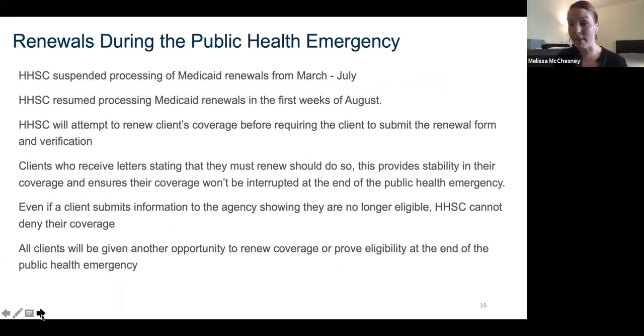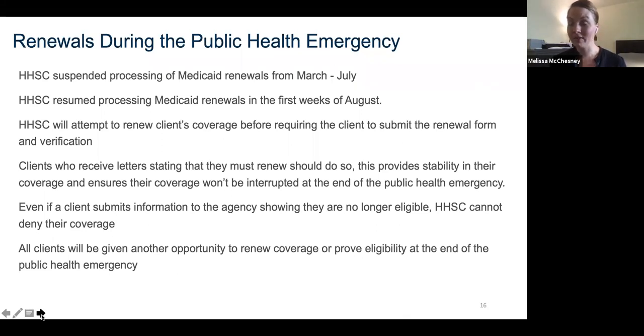So renewals for Medicaid during the public health emergency: at the very beginning, no one was getting a renewal packet. So that was March through July. But starting in August, everybody who didn't get a renewal packet in March through July, who needed to renew, got theirs in August. And moving forward, people will receive the renewal packets on schedule. It's a weird thing to explain. They're going to get a renewal packet, but they can't get terminated.